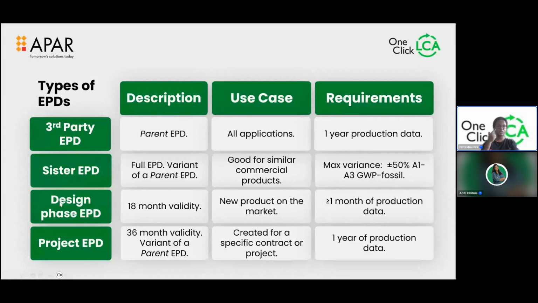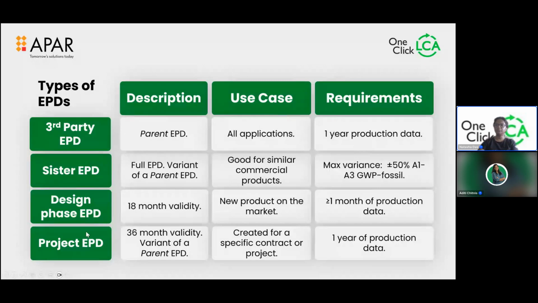Design phase EPD. Let's say you are a startup company and you do not have 1 year production data, then you can use something called a design phase EPD. But the validity of the design phase EPD is only 18 months, as opposed to a full-fledged EPD, which is valid for 5 years. The understanding is that after 18 months, you would have set up your manufacturing facility and you will have 1 year production data, so you will update your EPD.